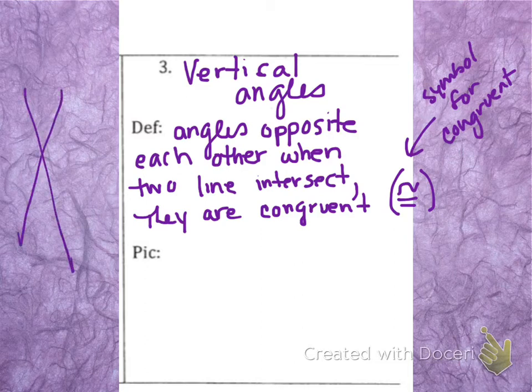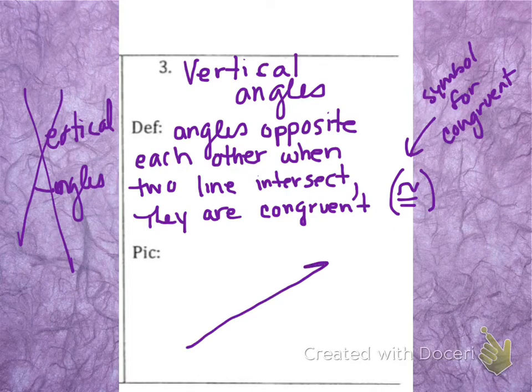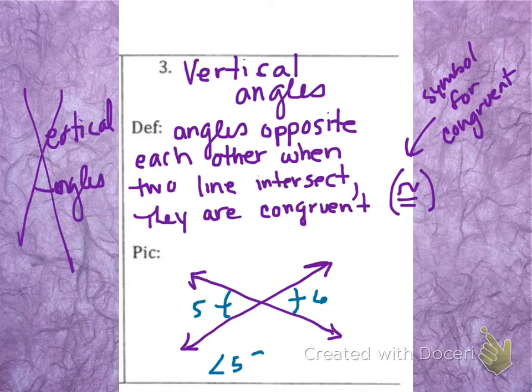And again, this is vertical angles. So vertical angles are formed across from each other. They are congruent. We can create a picture of vertical angles by simply making two lines intersect. Vertical angles are going to be across from each other when those two lines intersect. So I'm going to call this angle 5 and angle 6. And then we can say that angle 5 is congruent, so there's that symbol, to angle 6.